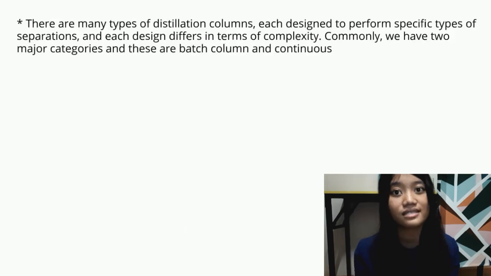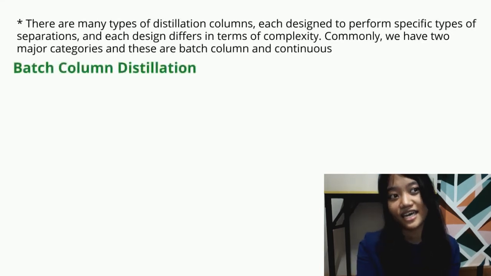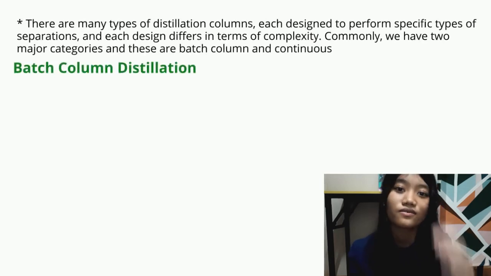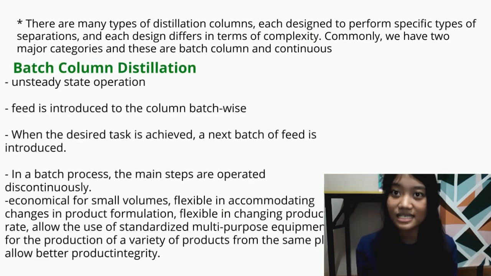There are many types of distillation columns. Each is designed to perform specific types of separation, and each design differs in terms of its complexity. Commonly, we have two major categories: batch column distillation and continuous column distillation. First, batch distillation is an unsteady state operation. It is usually carried out in a batch still to which a column equivalent to a number of equilibrium stages is attached. Alternatively, packings may be used in a column distillation.